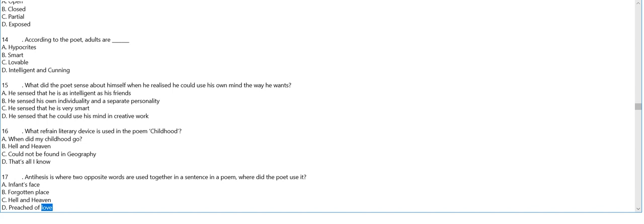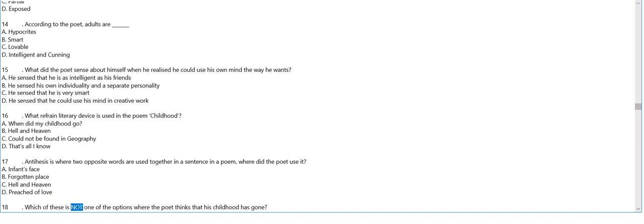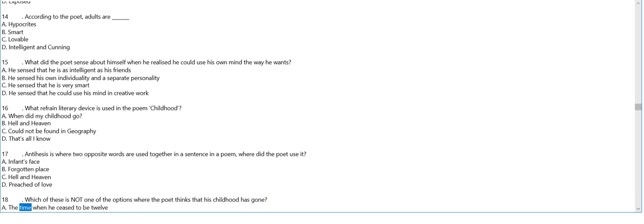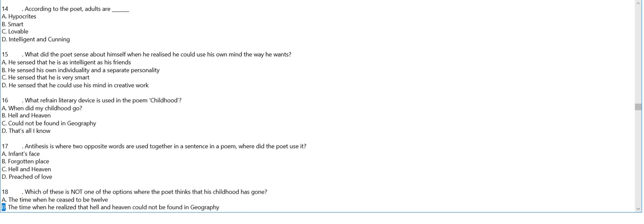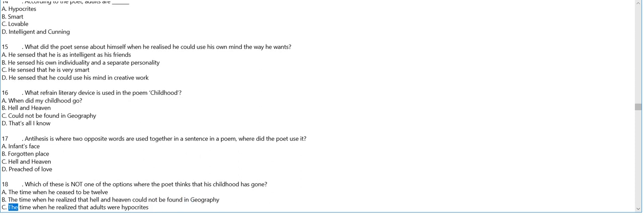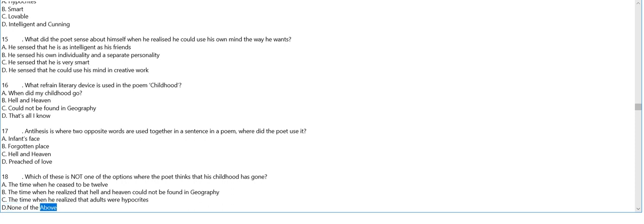18. Which of these is not one of the options where the poet thinks that his childhood has gone? A. The time when he ceased to be 12. B. The time when he realized that hell and heaven could not be found in geography. C. The time when he realized that adults were hypocrites. D. None of the above.